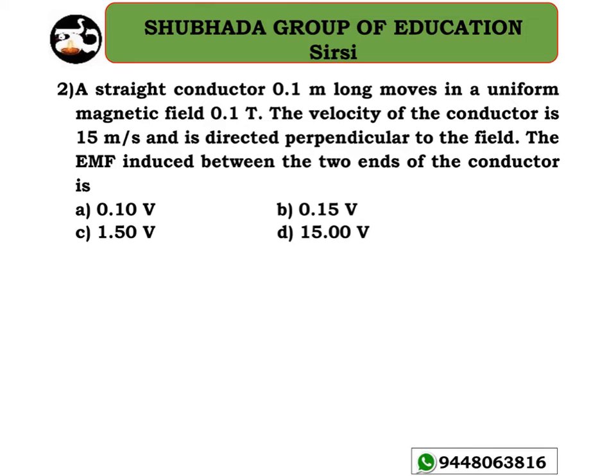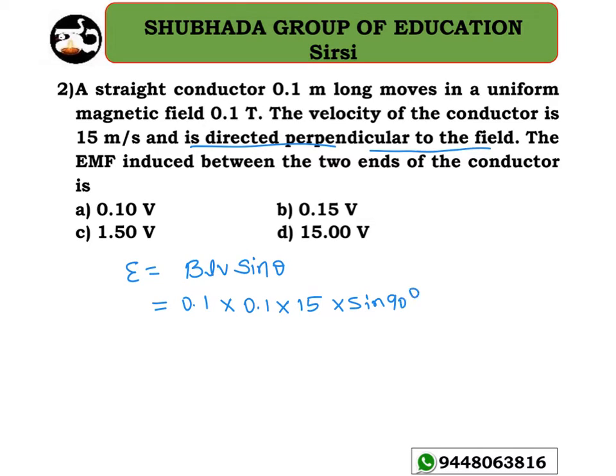Okay, so as you know, this is the motional EMF concept. E is equal to B into L into V into sin theta. This is the formula which you need to use here. B is given as 0.1 Tesla. The length of the conductor is 0.1, V, the speed, is 15 meter per second, and for sin theta, as the velocity of the conductor is directed perpendicular to the field, that's the reason why it is sin 90 degree. So how much will I get? 0.15 volt. Option B is the right answer for this question.